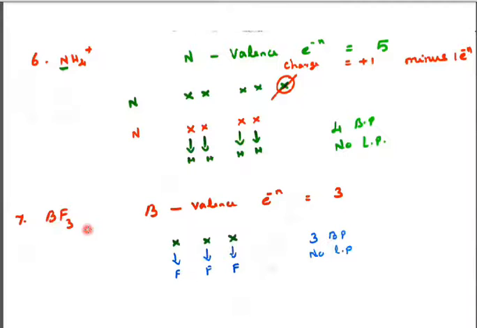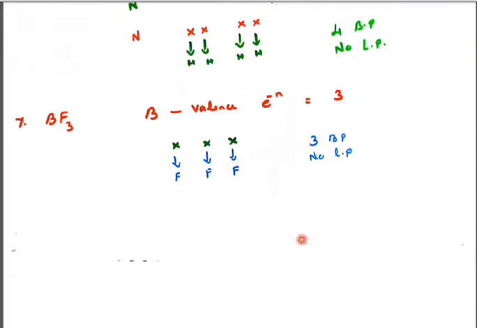Another example, BF3, boron. The valence electron is 3 because it belongs to the 3rd A group. So only 3 electrons are there. It is neutral, so 1, 2, 3. The combining power of fluorine is only 1. So 1, 2, 3 fluorines are combined. So it has 3 bond pairs. There is no lone pair.